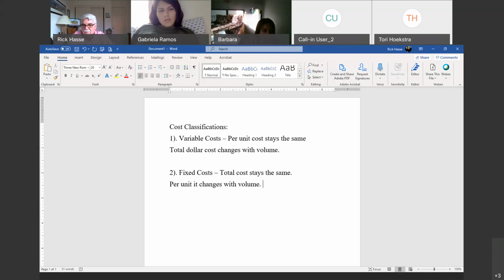That's a fixed cost. So we break down our costs into 2 areas, variable and fixed. Variable costs change with volume. Fixed costs stay the same with volume. Interesting. And those are the 2 different types of costs that companies manage.